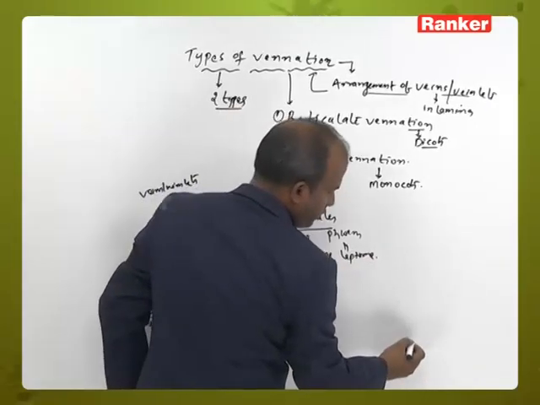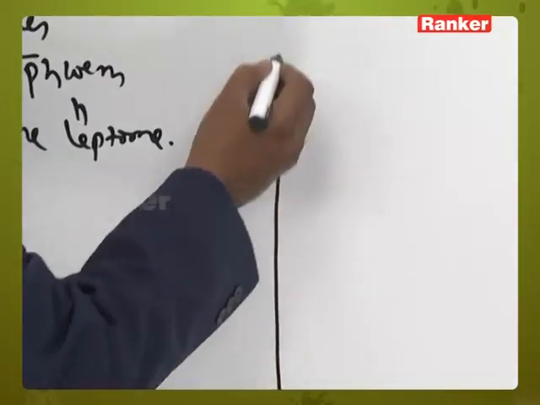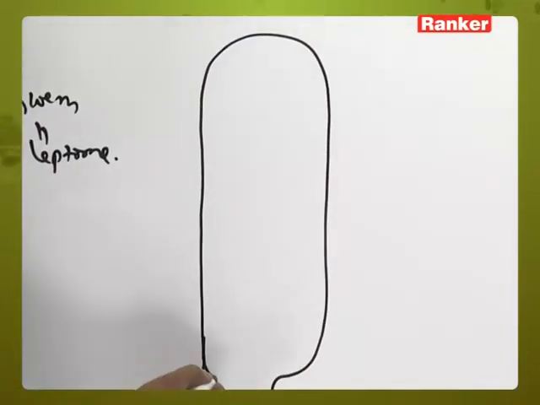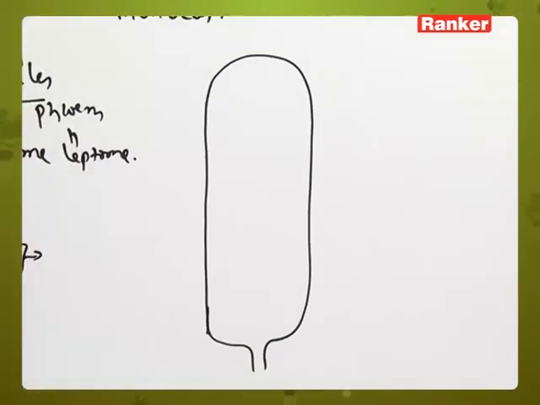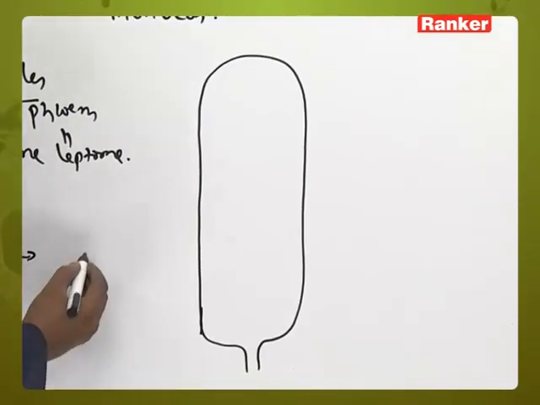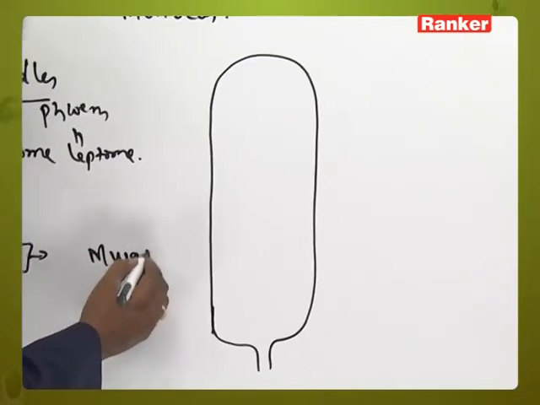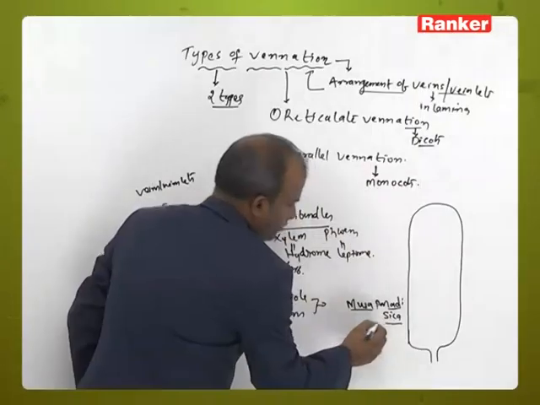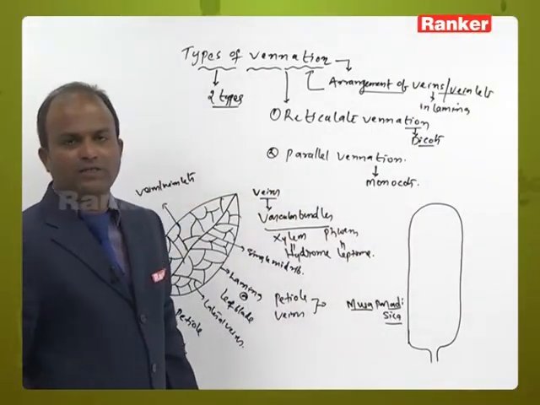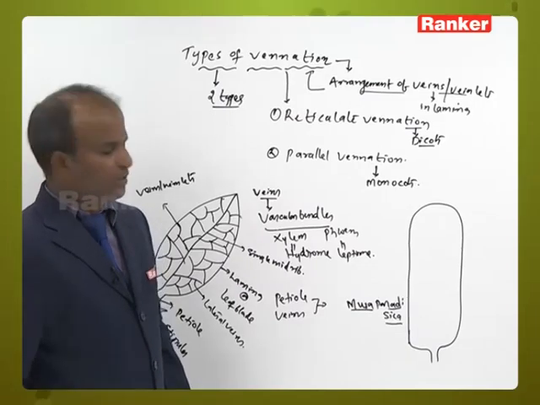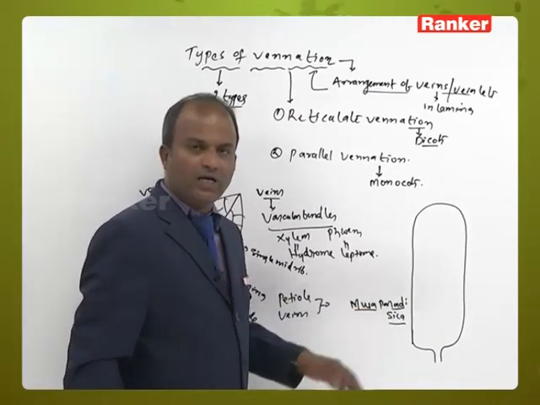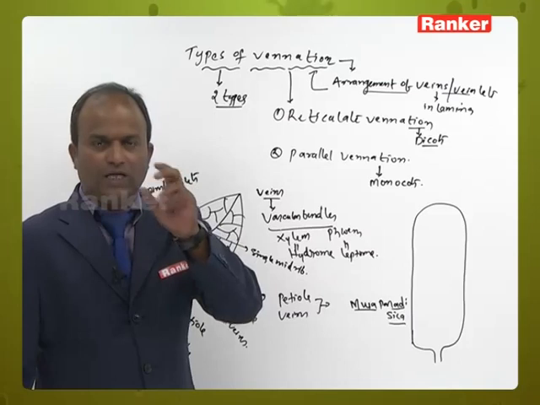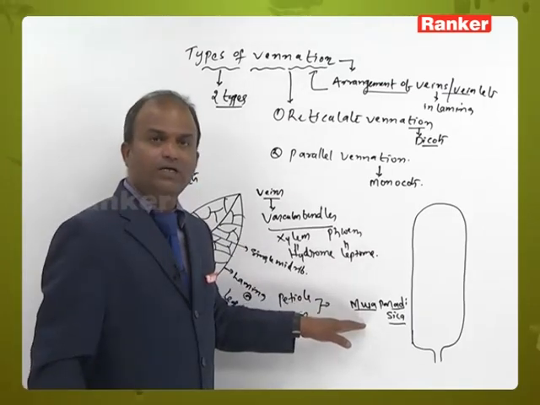In parallel venation, think this is the leaf belonging to Musa paradisica. That is the example. The common name of Musa paradisica is the banana plant. This Musa paradisica also shows one of the subaerial stem modifications, that is suckers. It shows sword-like suckers.